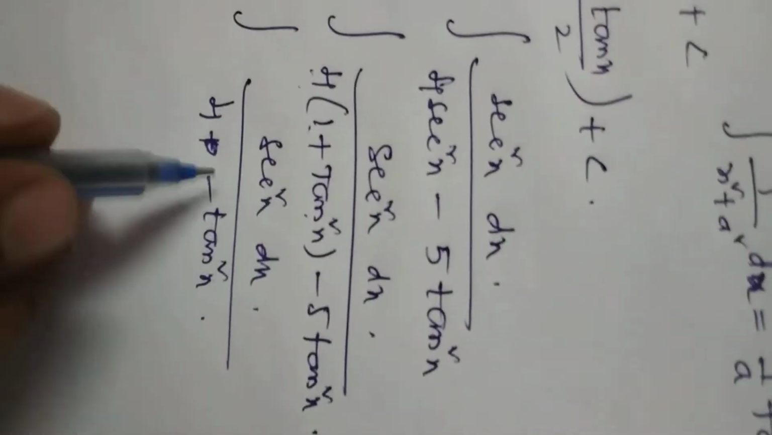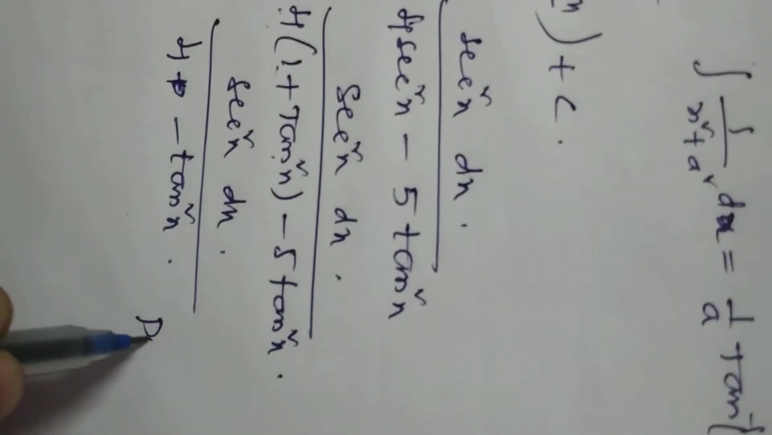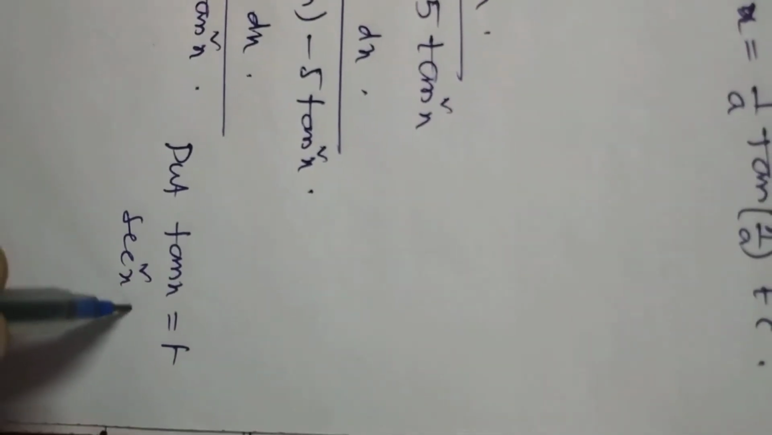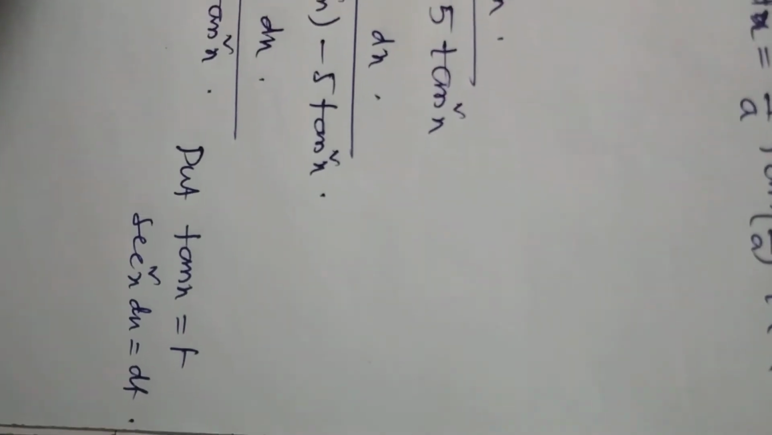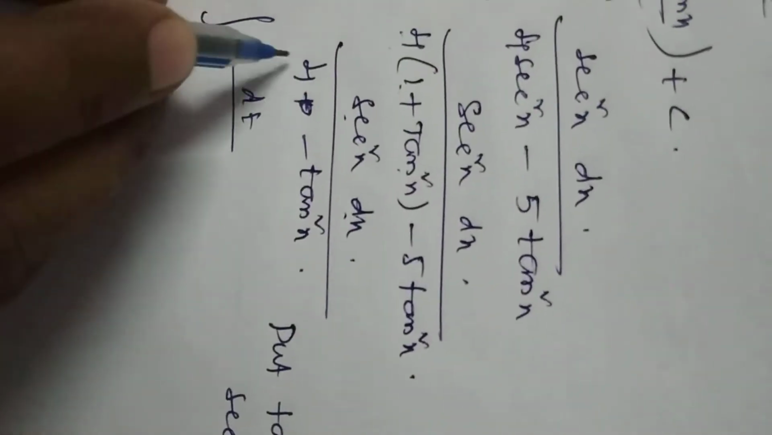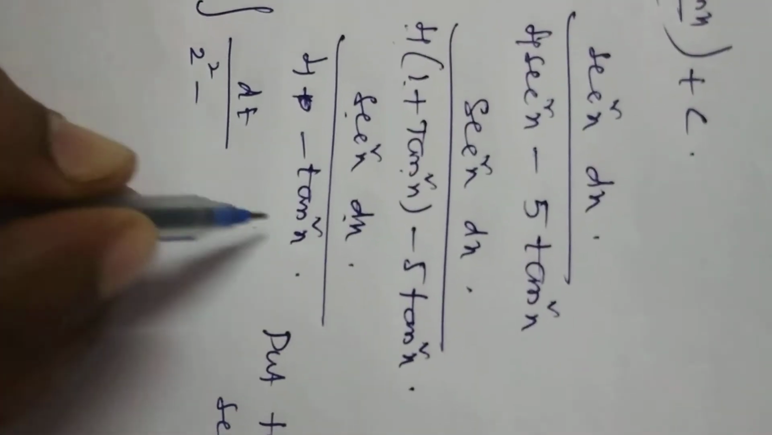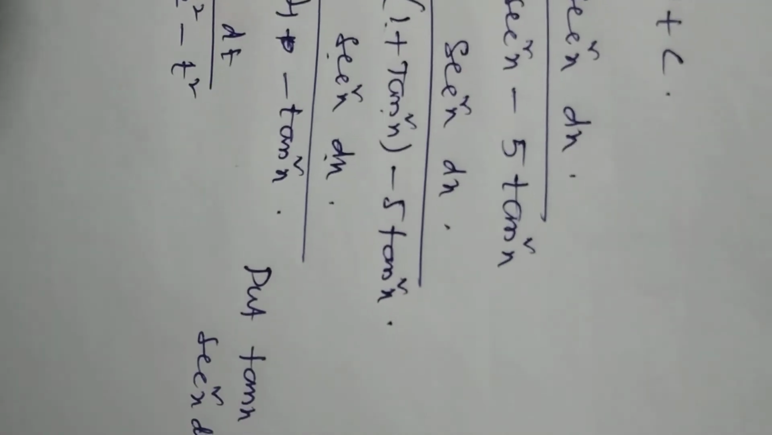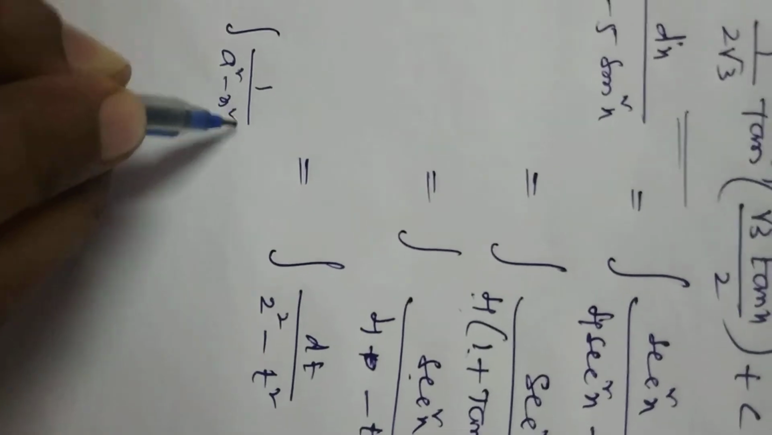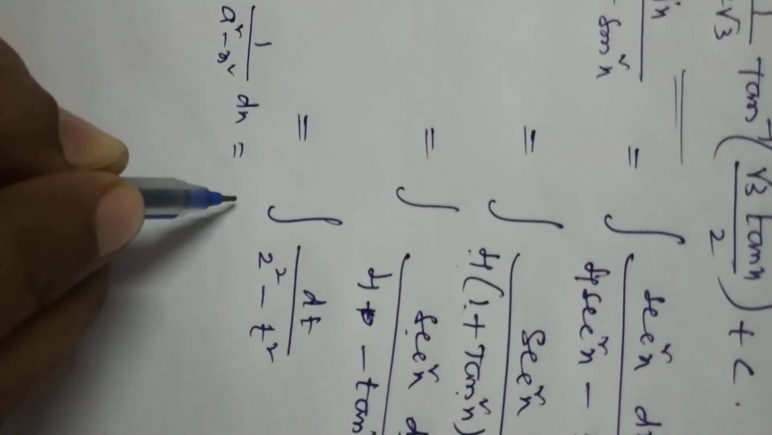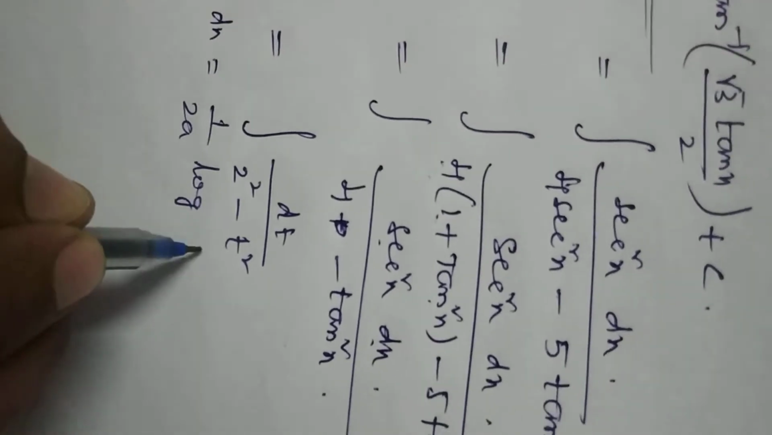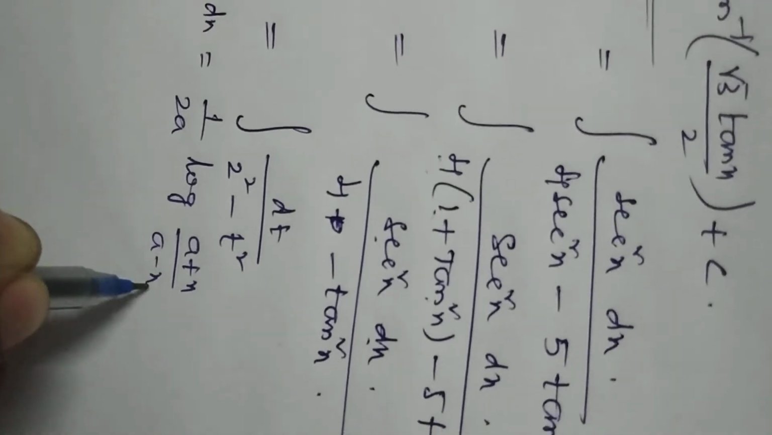So here again put tan x is equal to t, implies what? Sec square x dx is equal to dt. So integration of sec square x dx is equal to dt we got. Here this 4 is nothing but 2 square minus t square, taking tan x as t. So it is in the form of what? Integration of 1 by a square minus x square dx. The formula is what for this? 1 by 2a log of a plus x by a minus x.